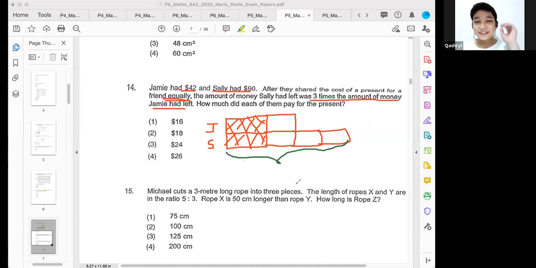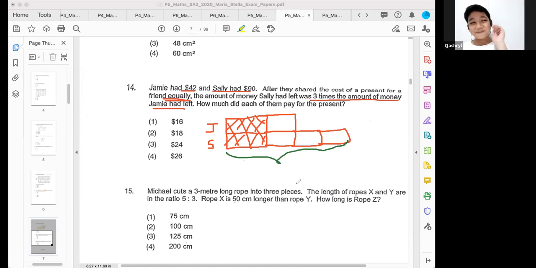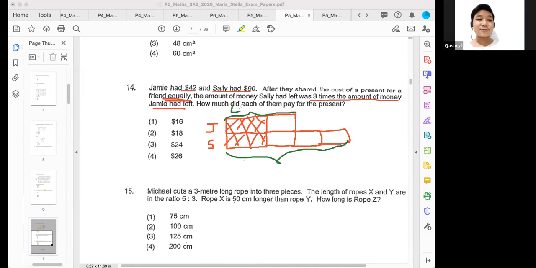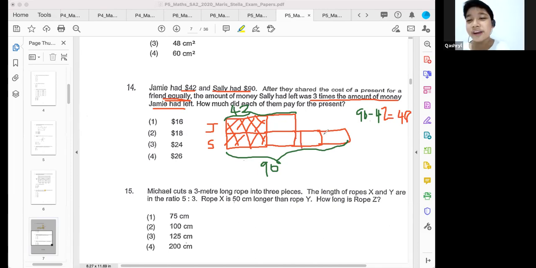Okay, what's the method? So you take 42. Okay, we don't have time. What is the difference between the amount of money Sally has and Jamie has? So we take 90 minus 42. The difference is how much? 48. So you got to label this 48 on the diagram. Can you see where the 48 is? There, you can see on the diagram the difference is here.